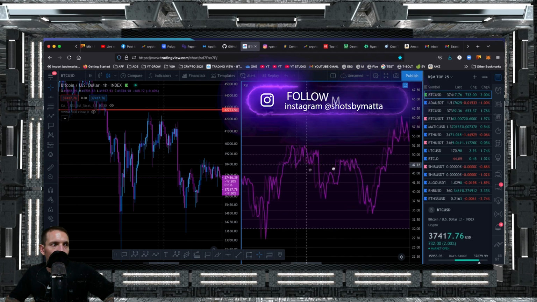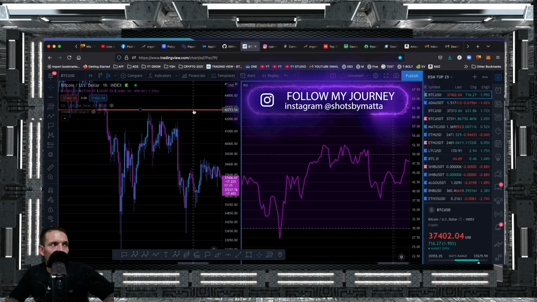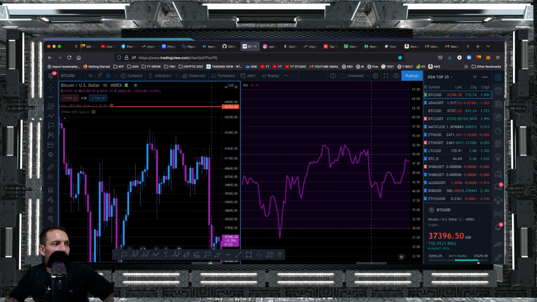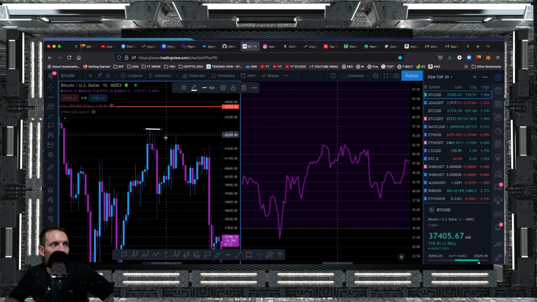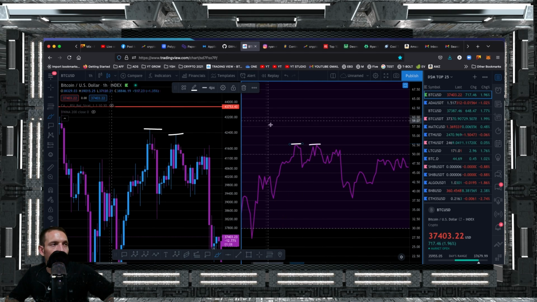Check out what I was seeing over here as far as RSI goes. If you can notice already, you should be able to notice right here when we're looking at price, what do we see price doing? We see price making lower highs. And what do we see over here on RSI? RSI making equal highs. That right there is divergence.